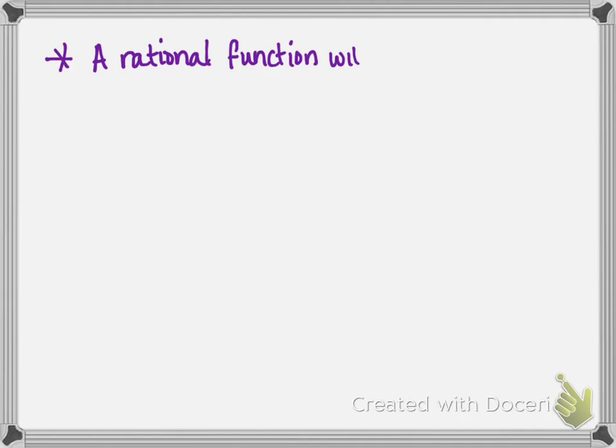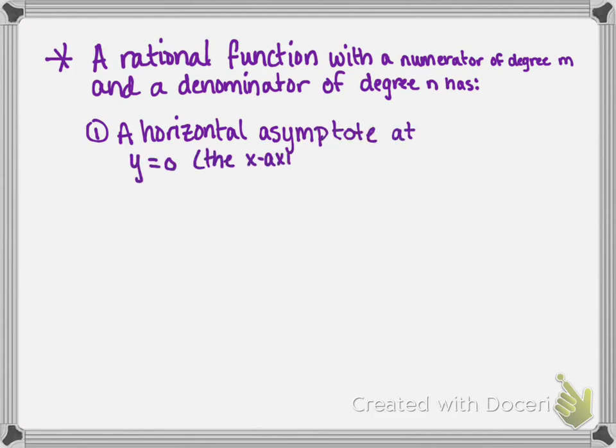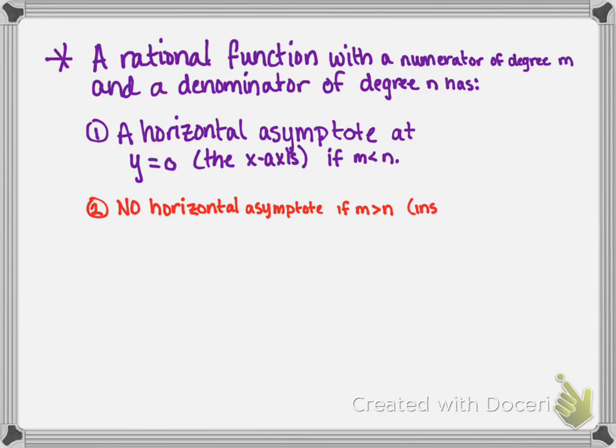Okay, there are some key features that you need to know about horizontal asymptotes for rational functions. So if we have a rational function with a numerator of degree m and a denominator of degree n, then we have a horizontal asymptote at y equals 0, the x-axis, if m is less than n. That is, if the degree of the numerator is less than the degree of the denominator. We have no horizontal asymptote if m is greater than n. So if the degree of the numerator is greater than the degree of the denominator.